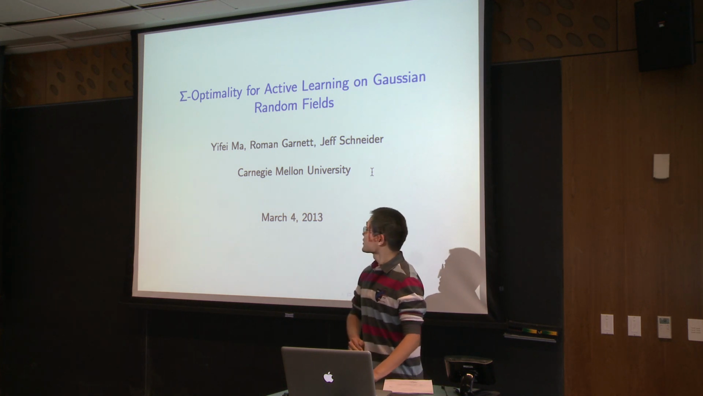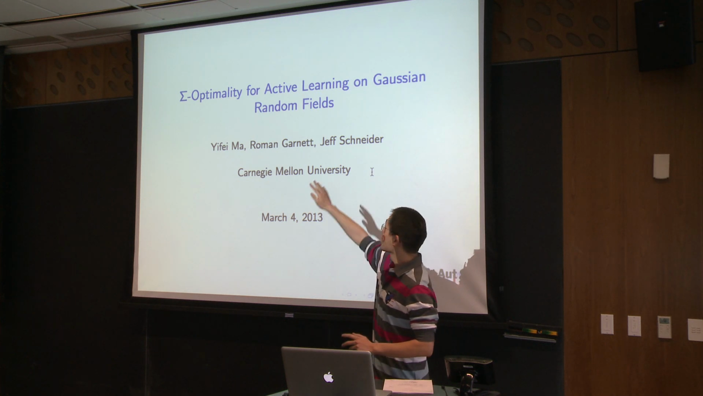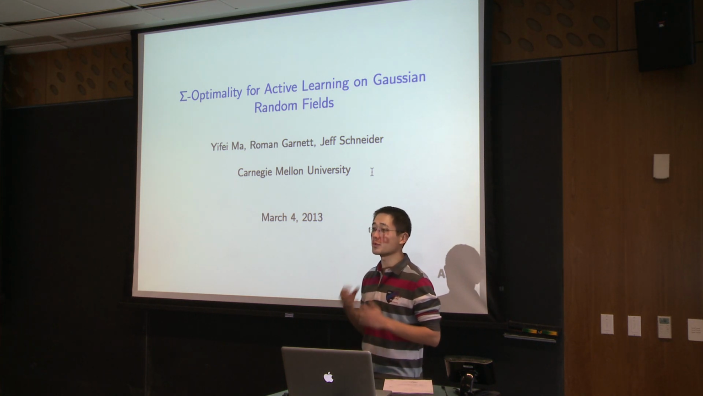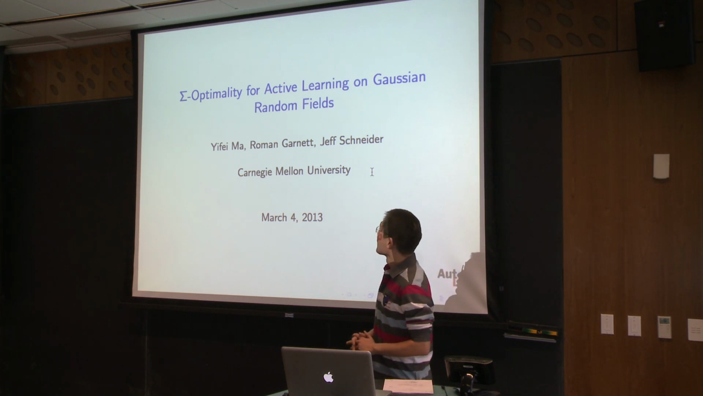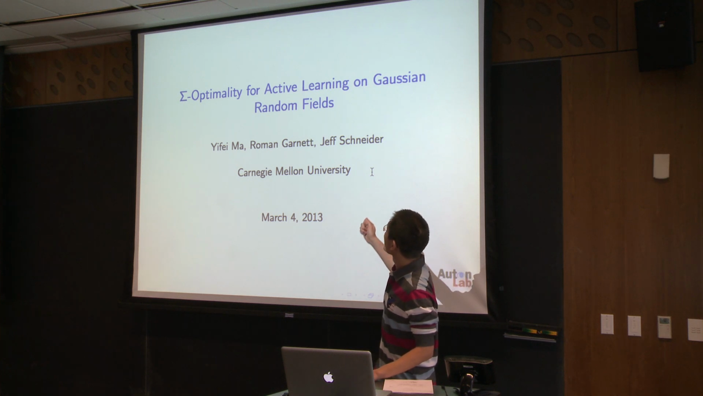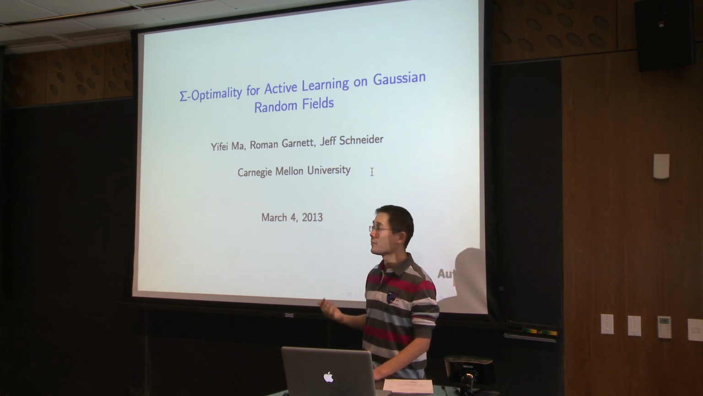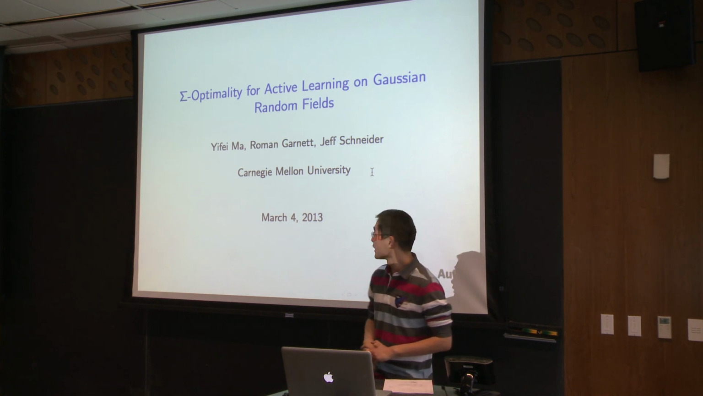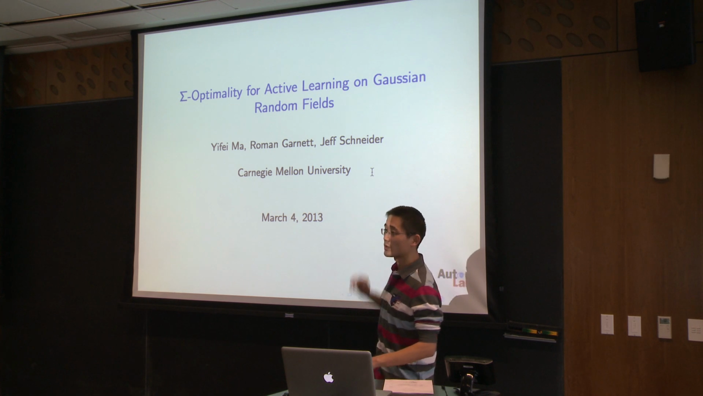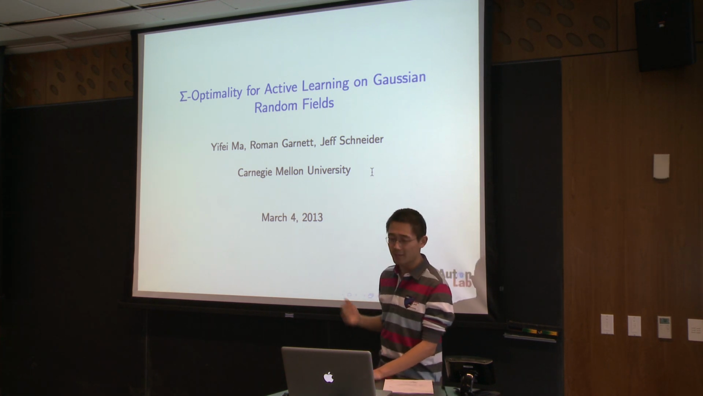So today I want to introduce the sigma optimality, which is an optimality criteria we have proposed, and I want to talk about its application in active learning on graphs, and the representation for the graph model is Gaussian random fields. This work is done by me, by Roland Garnett, who used to be a postdoc here, and by Professor Jeff Schneider, who is my advisor.